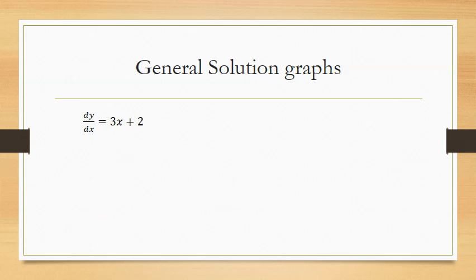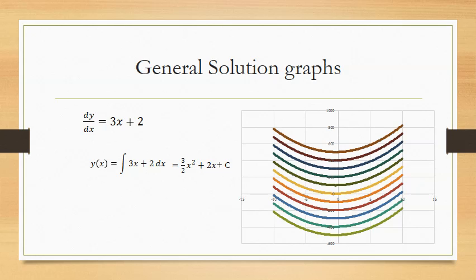So we have this differential equation, and what we want to do is solve it. We have to integrate 3x plus 2 dx, and for us to do that, we apply the power law of integration, and then we get this solution. The idea is we don't know what c is, so I can choose different values of c, and I get these different families of solutions shown in the graph. And this is why it's called a general solution.